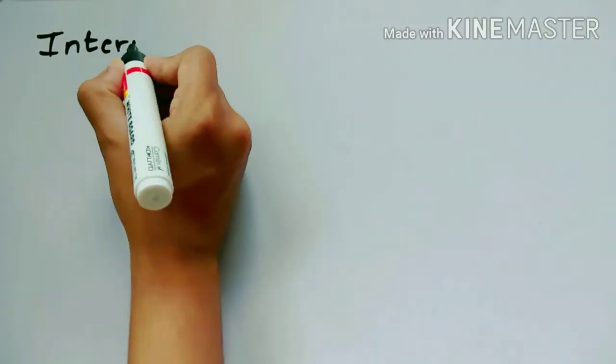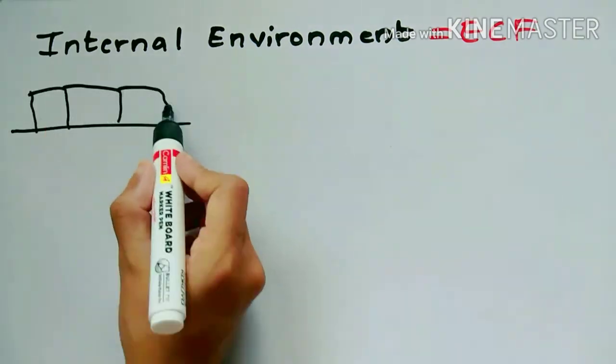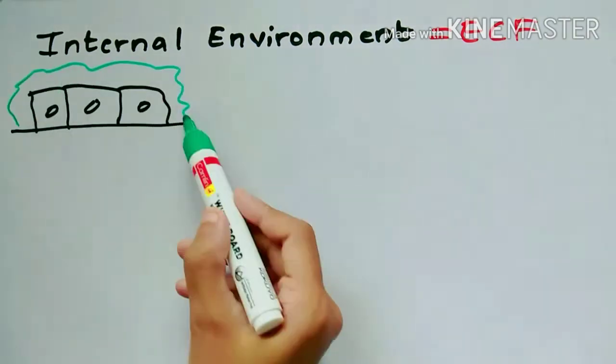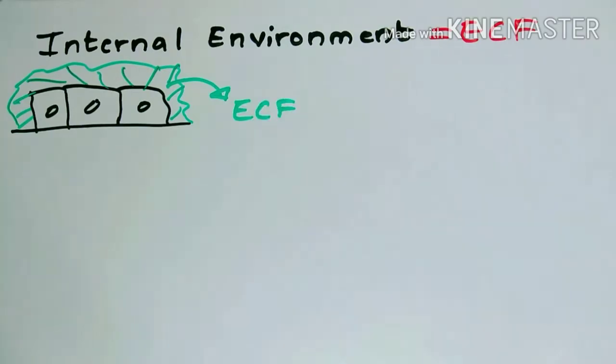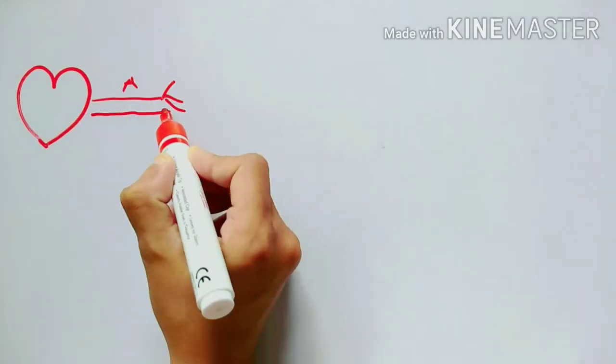The extracellular fluid is considered the internal environment of the body, as it is present everywhere in the body and your cells literally live in the extracellular fluid. The extracellular fluid circulates in the body with the blood.